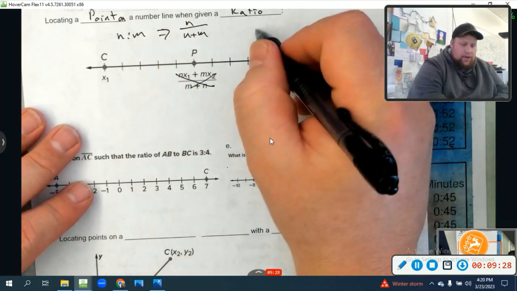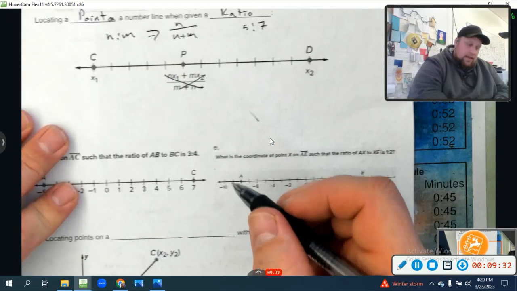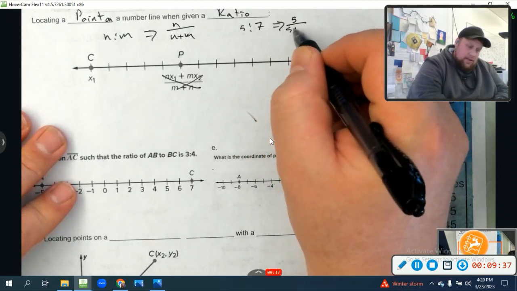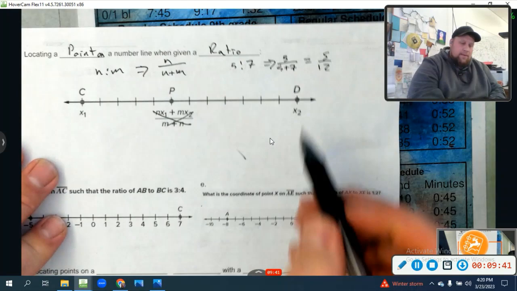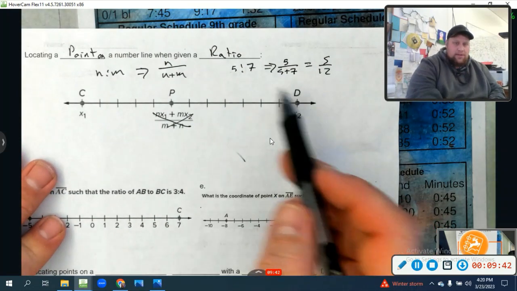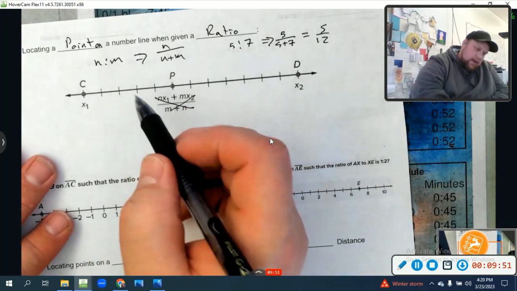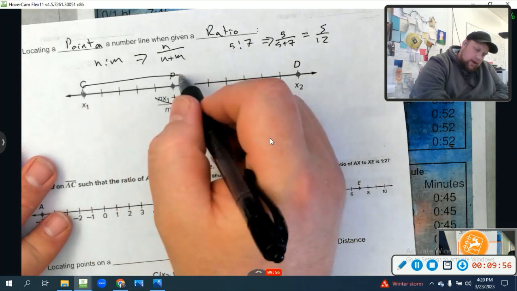Step 1: turn the ratio into a fraction. Like magic, pause the video, write the other steps down. It goes from turn the ratio into a fraction, apply the fraction times the distance, add results to x1 to find your point. So let's do this right here.